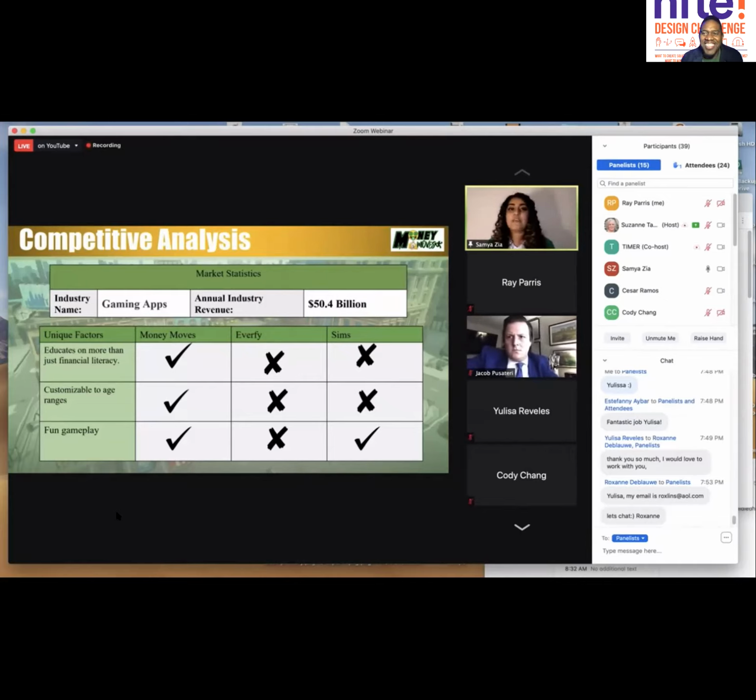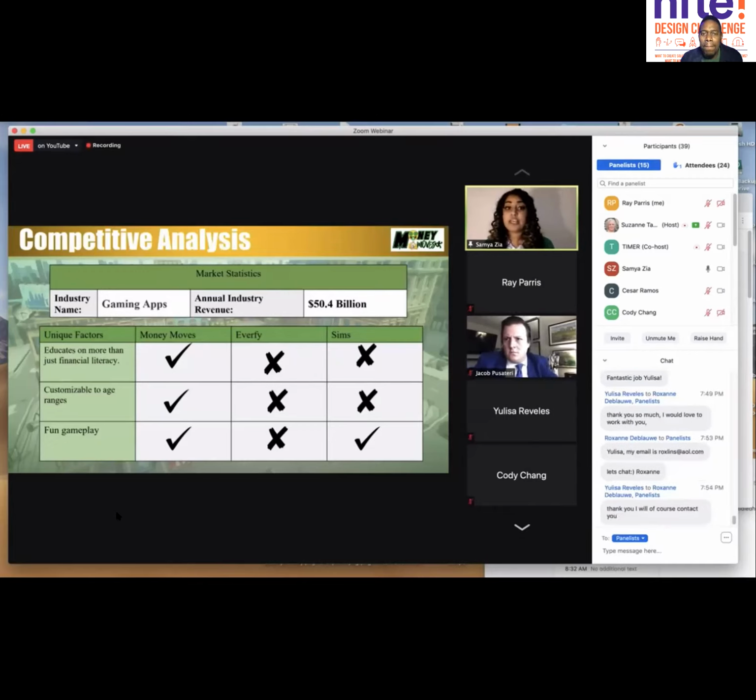As well as this, EverFi does not educate on more than just financial literacy. It's not customizable to age ranges, and it does not offer fun gameplay. My other competitor is The Sims. Even though in The Sims you get to learn how to buy and sell and manage budgets, it is not really a good source to learn about financial literacy. It's not customizable to age ranges, but it does offer fun gameplay. But the best thing about Money Moves is there's currently nothing in the market like it. We educate on more than just financial literacy, it's customizable to age ranges, offers fun gameplay, and so much more. Next, please.